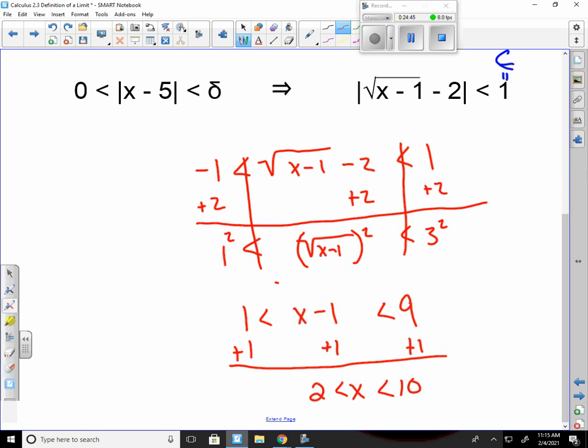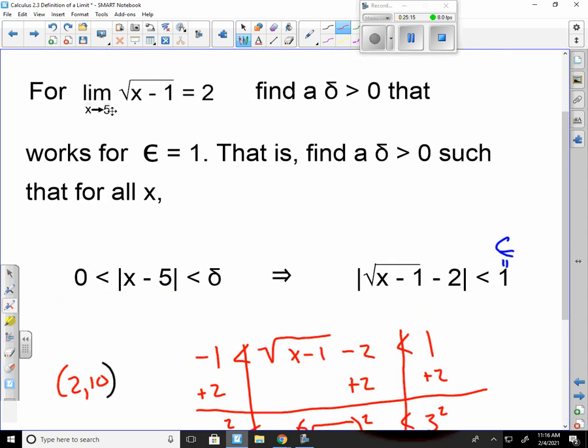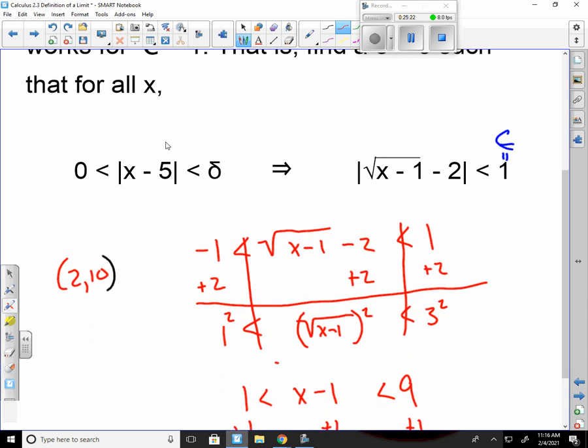Which means my original inequality, this thing up here, is true for every value between 2 and 10. So my open interval would be from 2 to 10. And those are my x values that make this true. Okay? Because I'm looking at my limit as x approaches 5, I need to find a delta that's going to hold true. So if you remember the graphs that we were originally doing, I need the endpoint that's closest to 5. Which endpoint is closest to 5? 2 or 10?